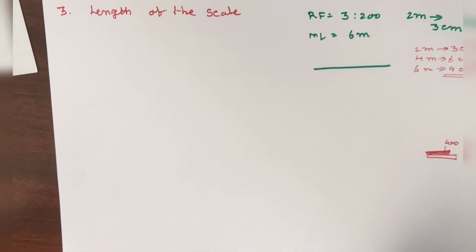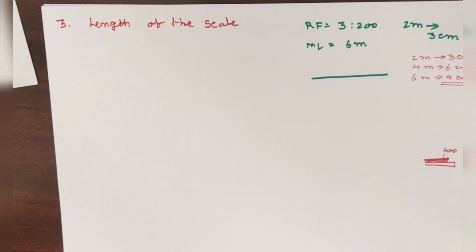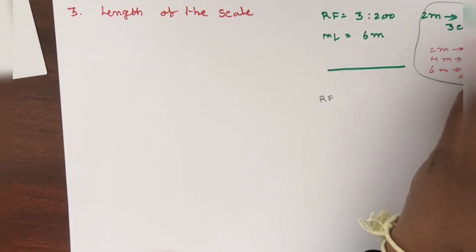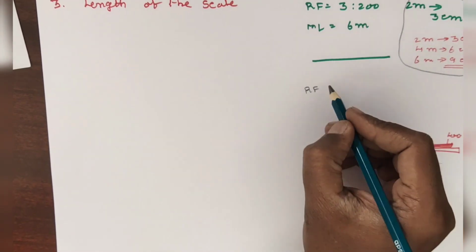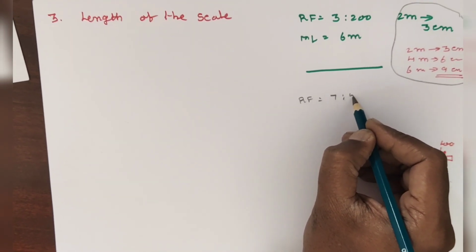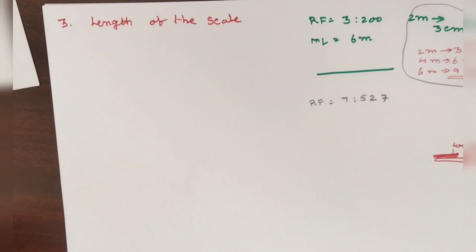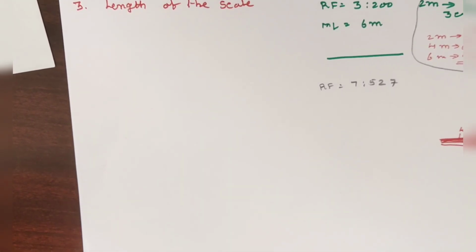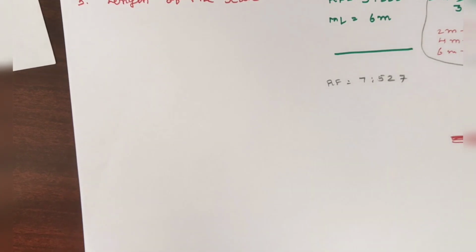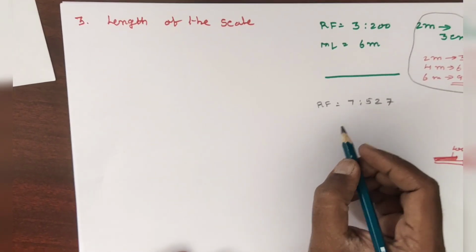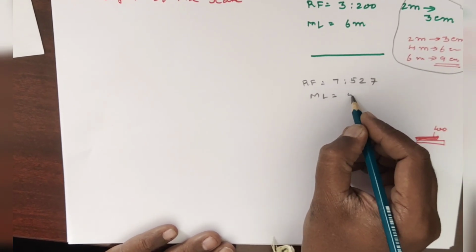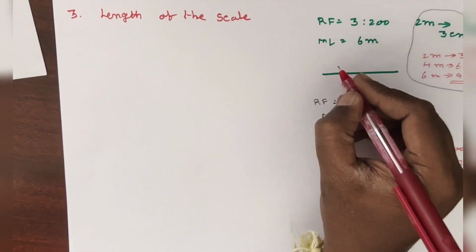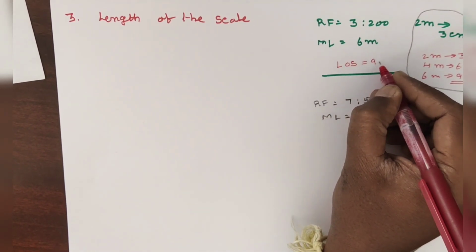You did it extraordinarily, but I will give one more data. You calculated this with your fingertips. So let us consider RF is equal to 7 is to 527. They are not given the other information. They gave the representative factor of that particular diagram as 7 is to 527, and we have to construct a scale which is long enough to measure 5 meters. Then can you give the length of the scale?